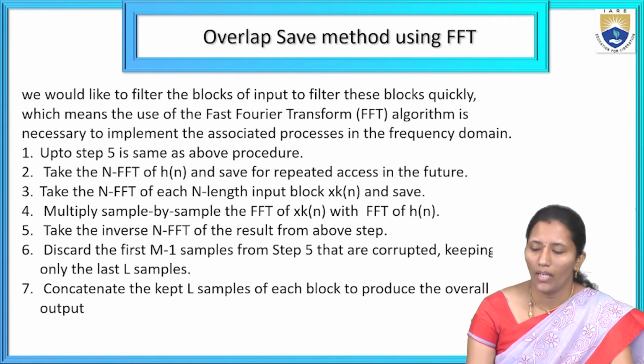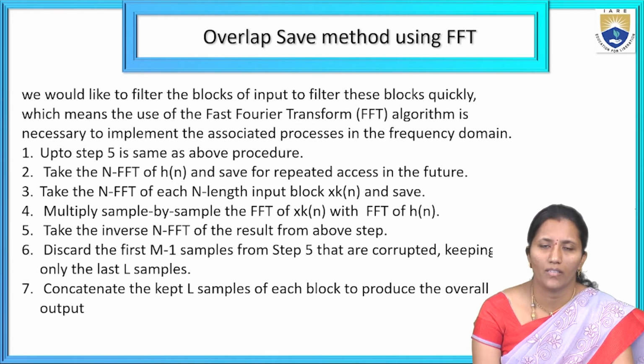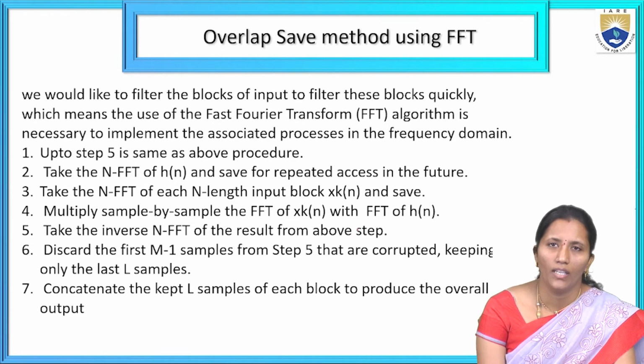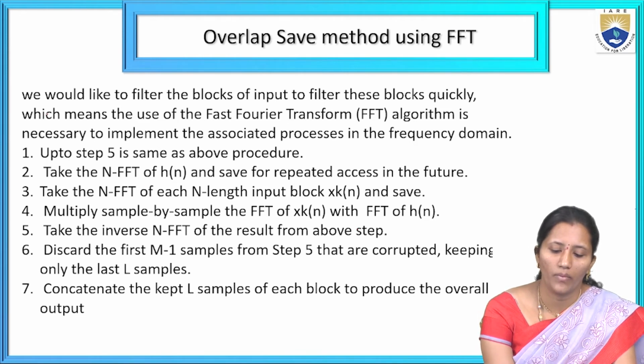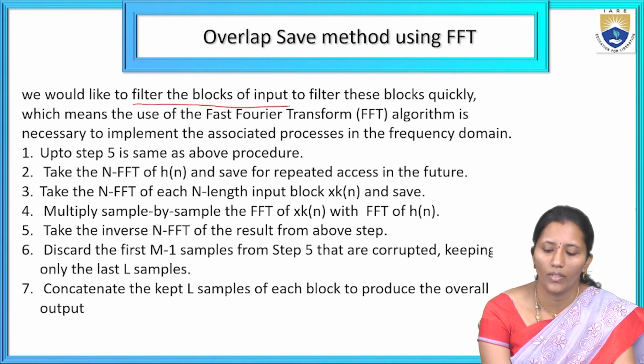In the previous method we were doing circular convolution, but if the input is a long duration input convolved with the impulse response of the system h of n, it will take a long time. So for that, we would like to filter these blocks of input quickly, which means the use of the fast Fourier transform.